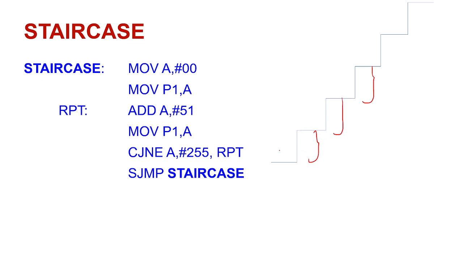Before you write the program, first we need to see what step you require based on your requirement. Here I have taken the step of 51, that is 51 in decimal and 33 in hexa. That means it goes from 0 to 51, then the next value will be 102, then 153, then 204, and the next value will be 255. So this is the step I fixed.